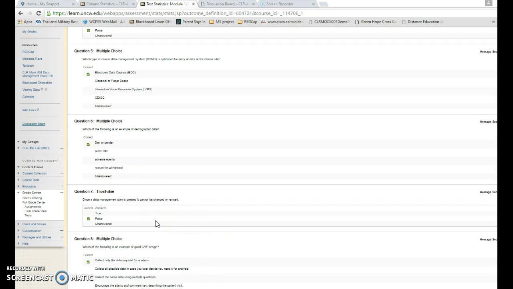Another question we had is, once a data management plan is created, it cannot be changed or revised, and the correct answer was true, which most of you got. Or, I'm sorry, the correct answer was false, which most of you got. Basically, the data management plan is supposed to be a living document, and as the study progresses, you need to update it to reflect the reality of what the project's expectations are.